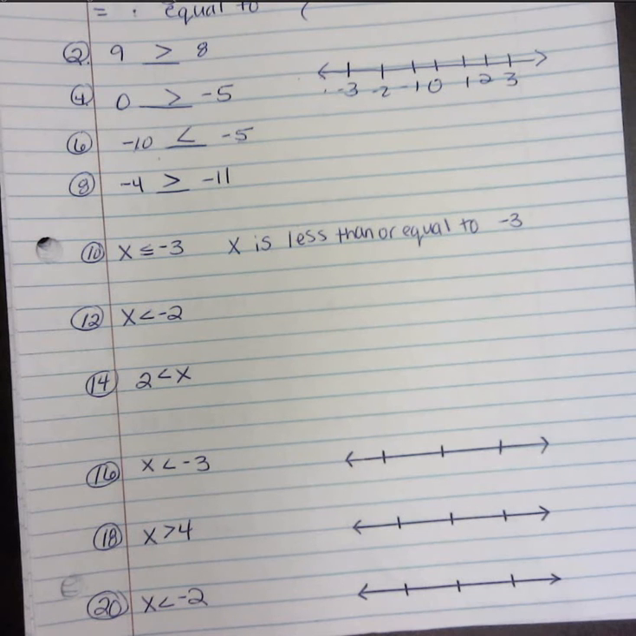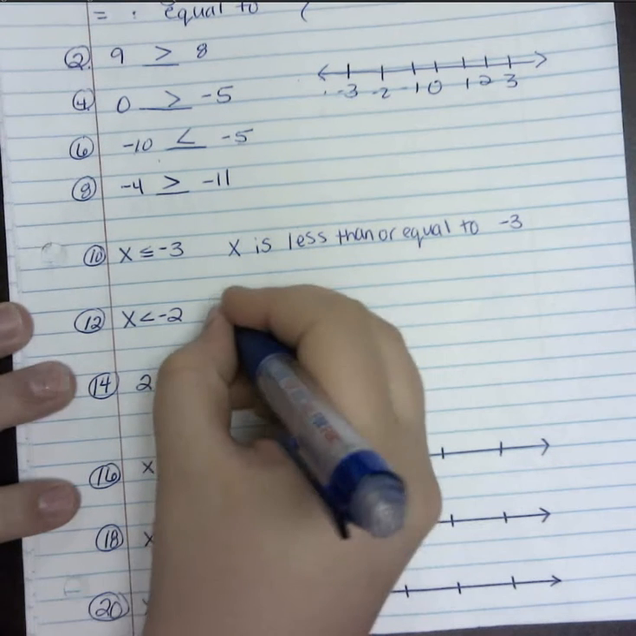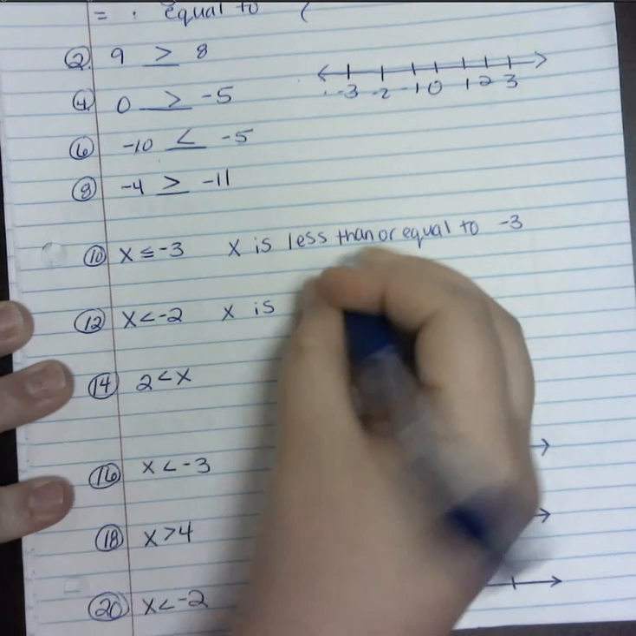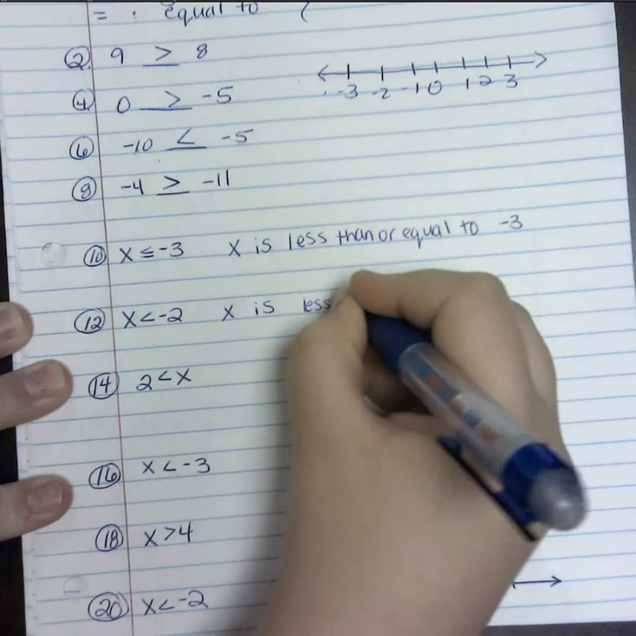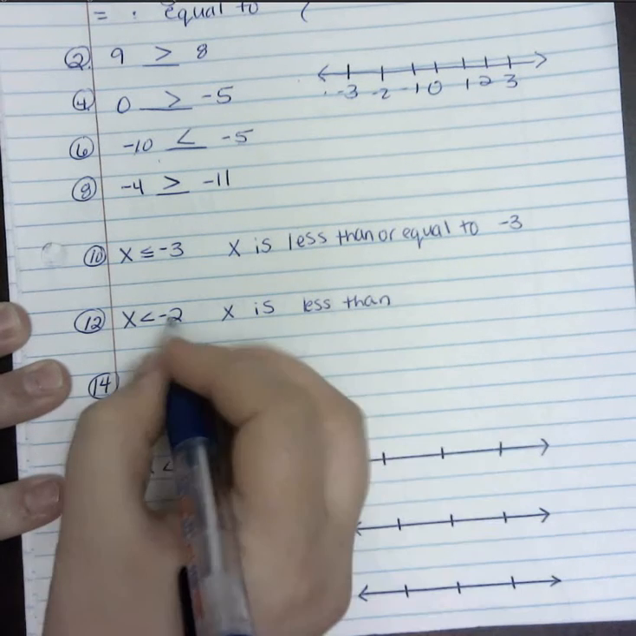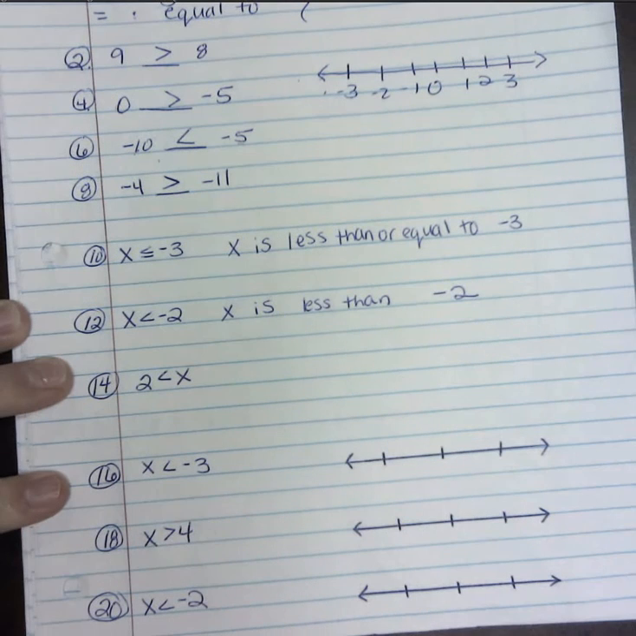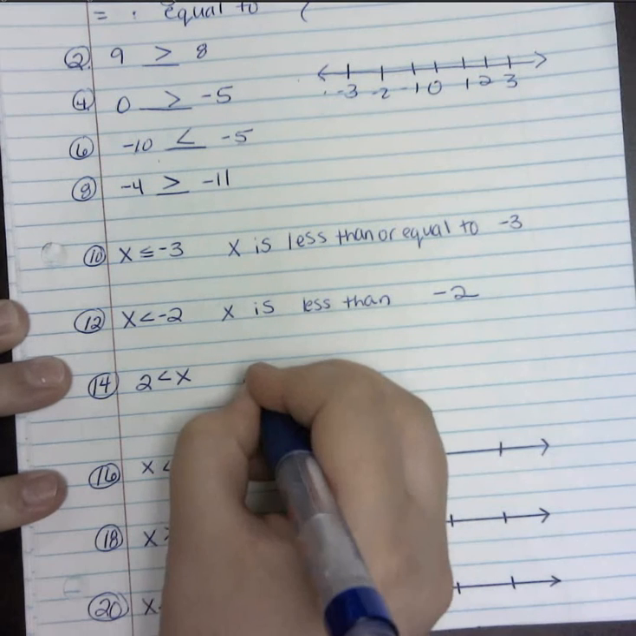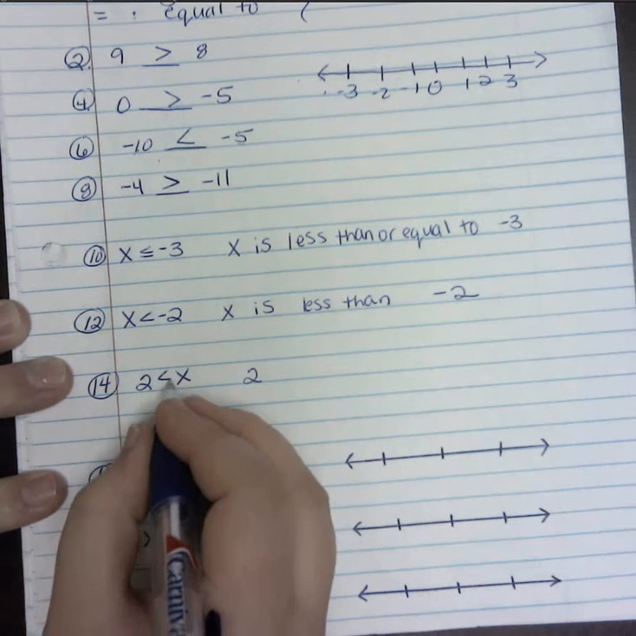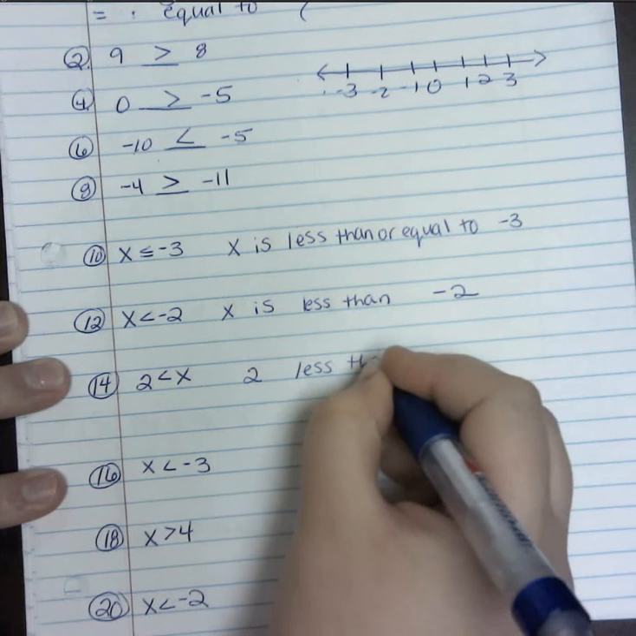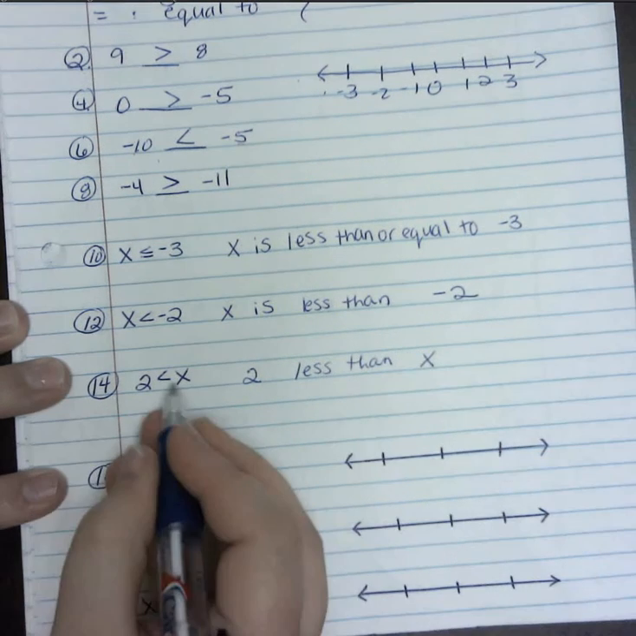All right, so looking at problem number 12, we have x is, this symbol is less than, and the number we're comparing is -2. Now on number 14, we have the number 2, and that symbol is also less than, and we're comparing that to x.